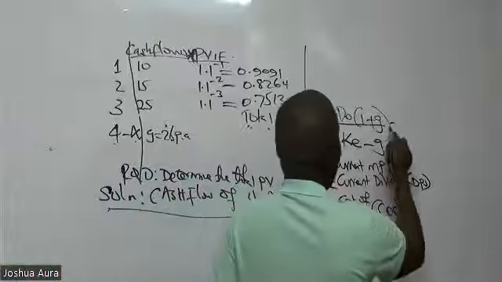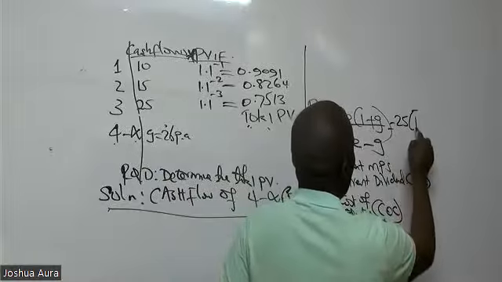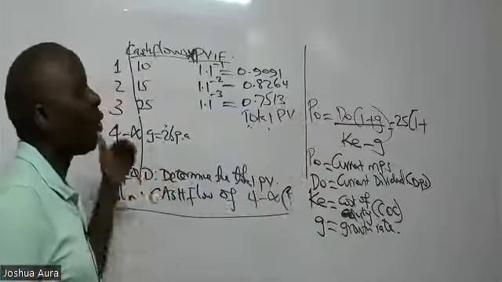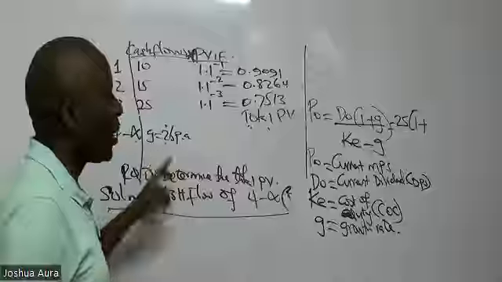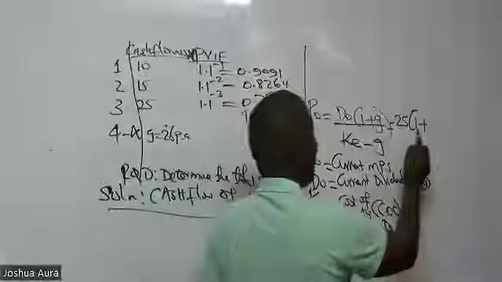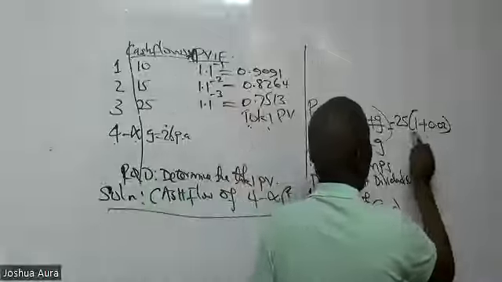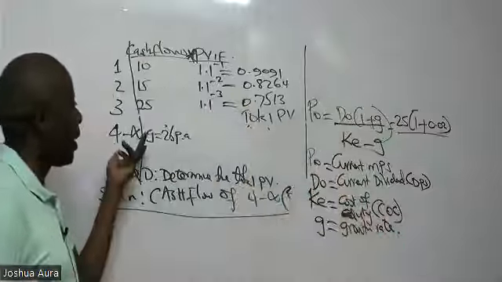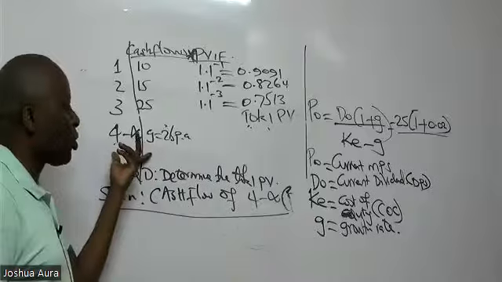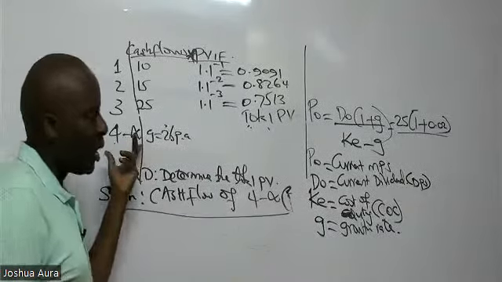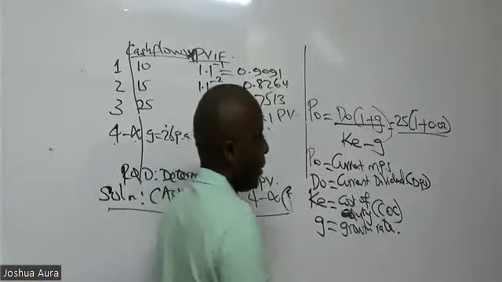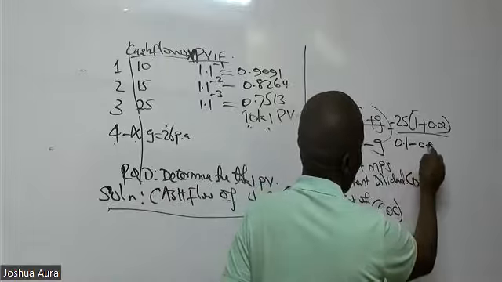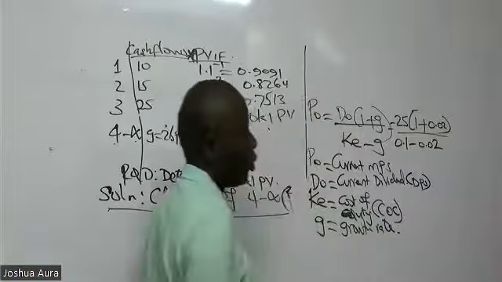So I'm trying to plug in. We are saying that this will be 25 into 1 plus the growth rate, the perpetual growth rate, which is 0.02, all over the cost of equity. In our case here, it is the cost of capital. I remember vividly that our cost of capital here was 10%, which is the same as 0.1, minus the growth rate, which is 0.02.